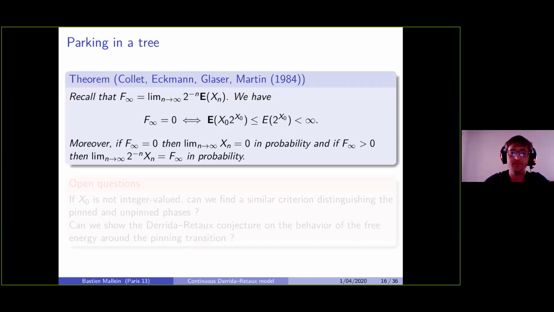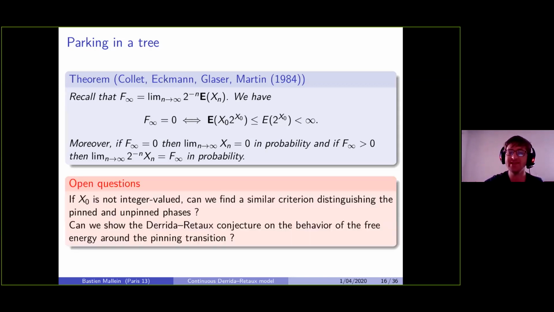And so they showed that the free energy is equal to 0 if and only if the expectation of 2 to the x0 is finite and the expectation of x0 2 to the x0 is smaller or equal than the expectation of 2 to the x0. And they did it by studying the moment generating function of xn and showing that it satisfies a nice recursion equation. But importantly here, their result and their method only work for integer valued random variables.